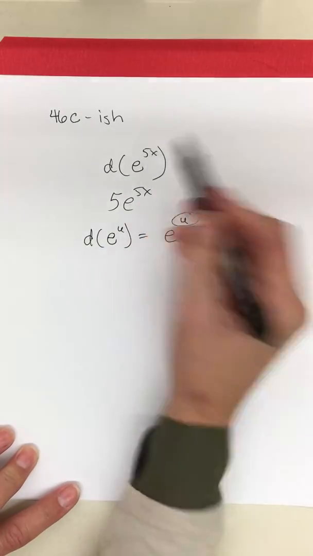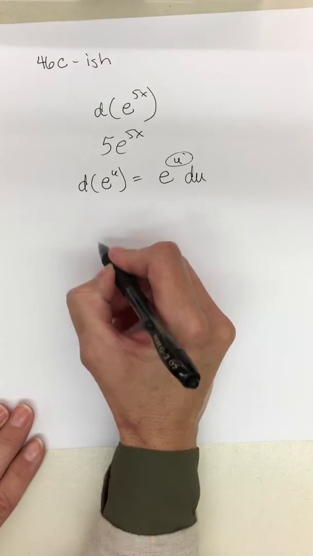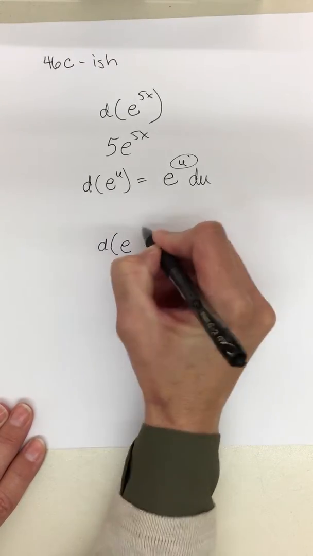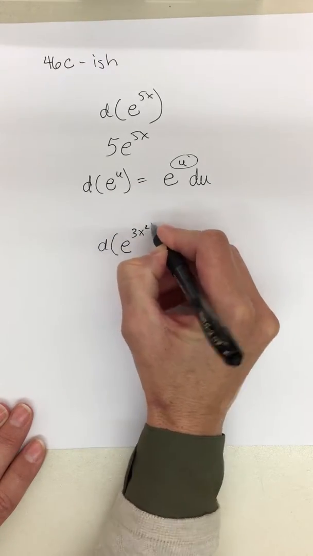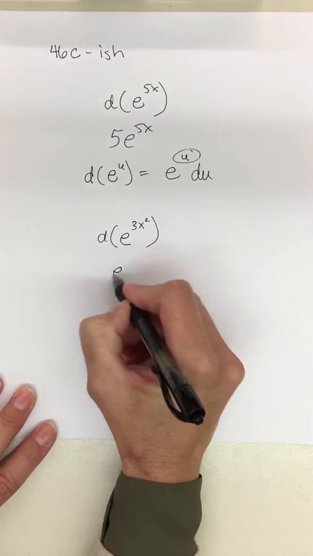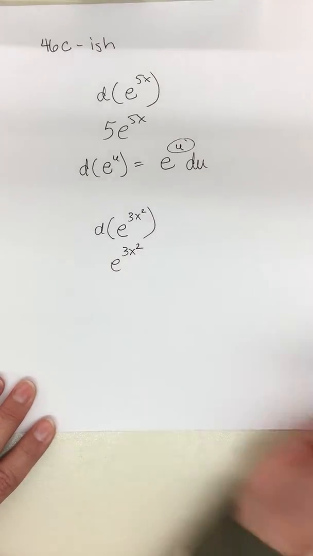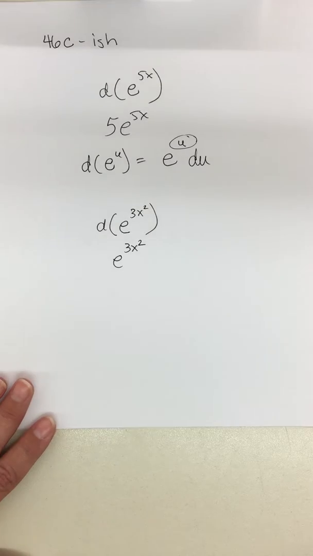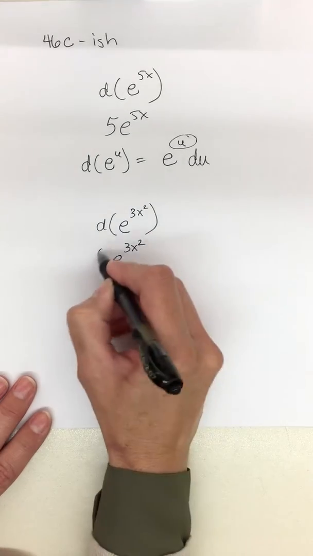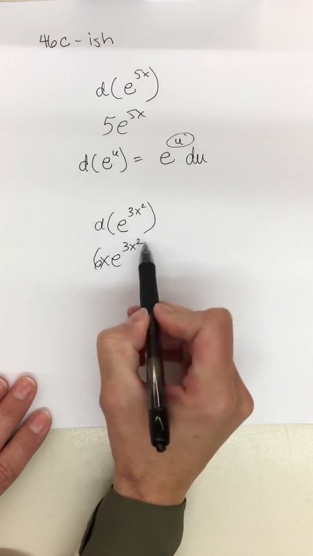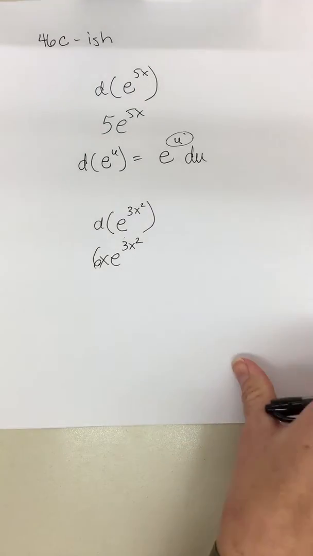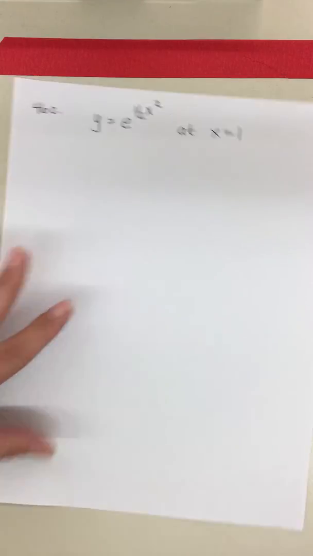Now let's say instead of 5x we had a 5x squared. Maybe the derivative of e to the, make it 3x squared. Okay, the derivative of this would be e to the 3x squared times the derivative of 3x squared, which is 6x. So sometimes there's an x, it just depends on what the derivative of this is. Okay, so back to the problem that we have.